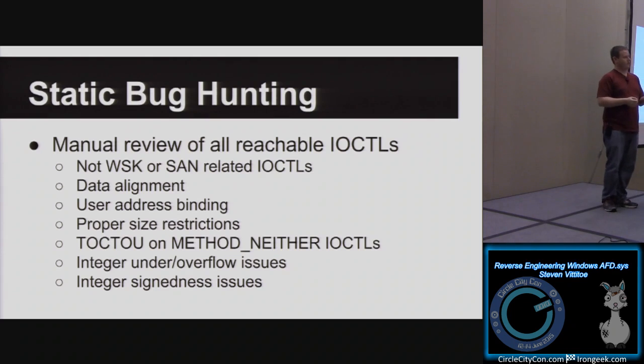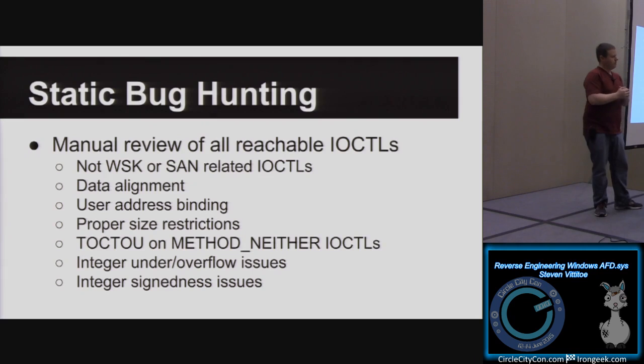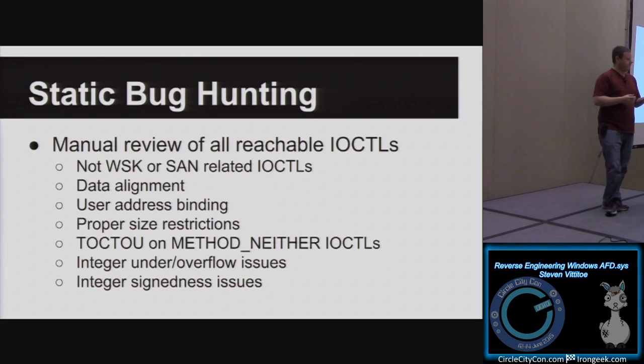They did a very good job with this. Every single buffer I saw was checked for alignment before it was ever used. Were there proper size restrictions used? Most of these calls limit the amount of data you can pass in to 256 bytes. If you pass in more than that, it kicks you out pretty much the first thing along the way, which is a very effective way of defending a driver. I checked for these time of check, time of use bugs with METHOD_NEITHER ioctls.